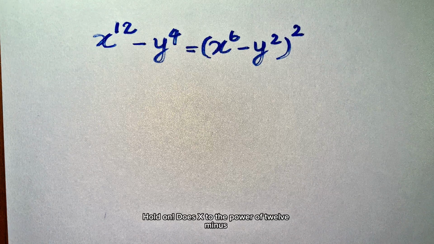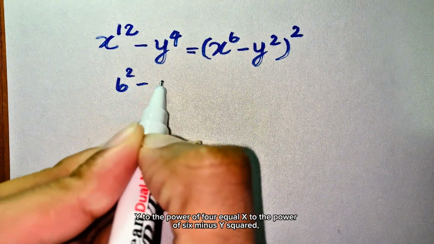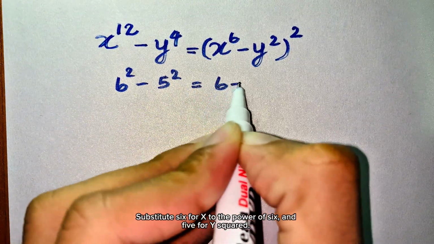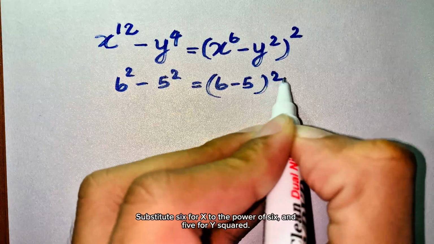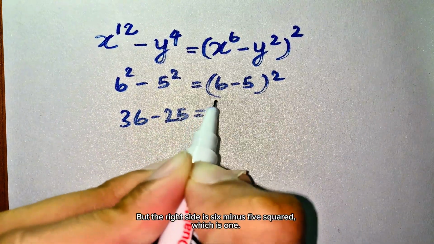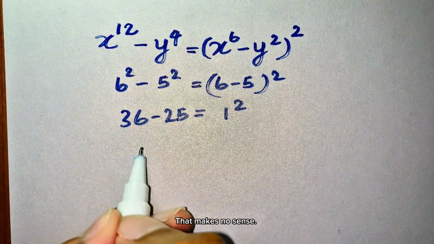Hold on, does x to the power of 12 minus y to the power of 4 equal x to the power of 6 minus y squared, all squared? Let's check. Substitute 6 for x to the power of 6 and 5 for y squared. The left side is 36 minus 25, giving 11. But the right side is 6 minus 5 squared, which is 1. 11 equals 1? That makes no sense.